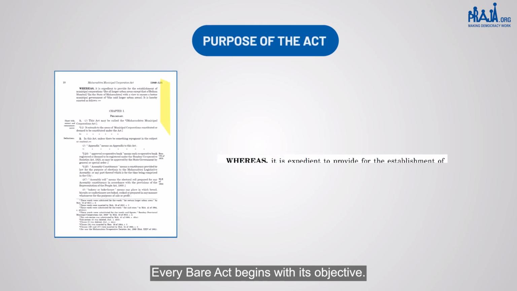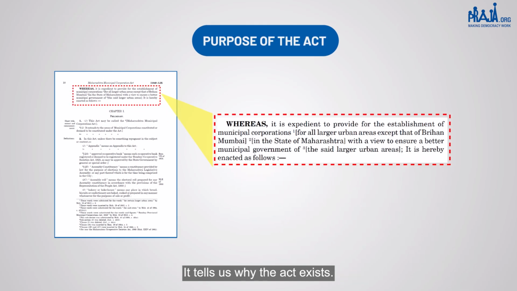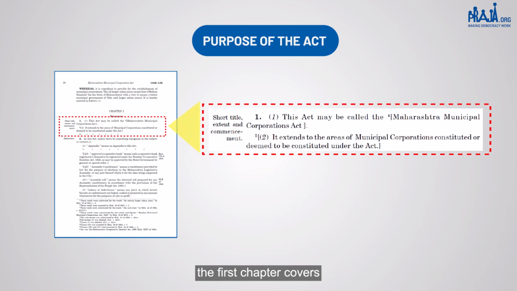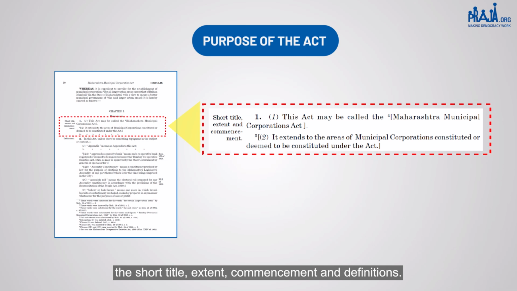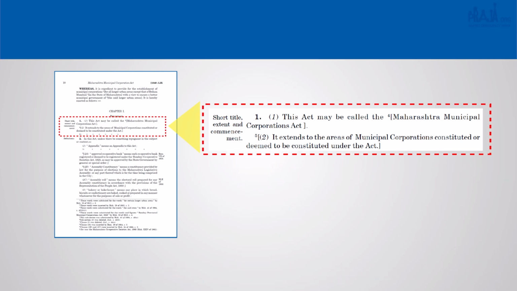Every Bare Act begins with its objective. It tells us why the act exists. For example, in the Municipal Act, the first chapter covers the short title, extent, commencement and definitions. This gives us an overview of what the act is about.